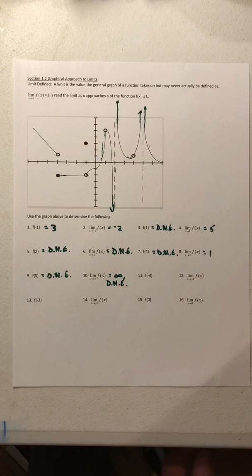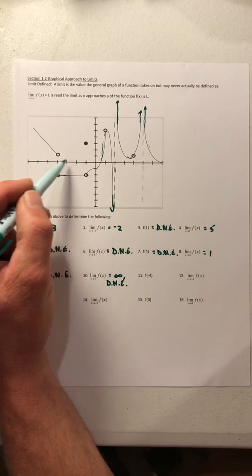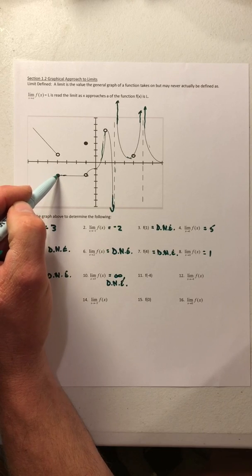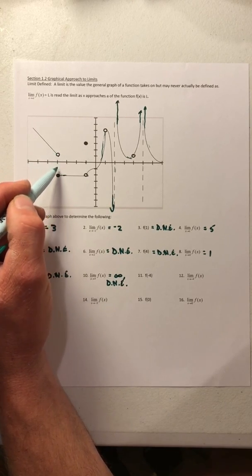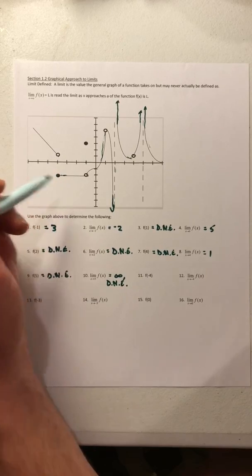Number 11, we're looking at f of negative 4. Well, here f of negative 4, we come over. F of negative 4 is defined down here. We have a hole there, but the defined value is down here at negative 2.